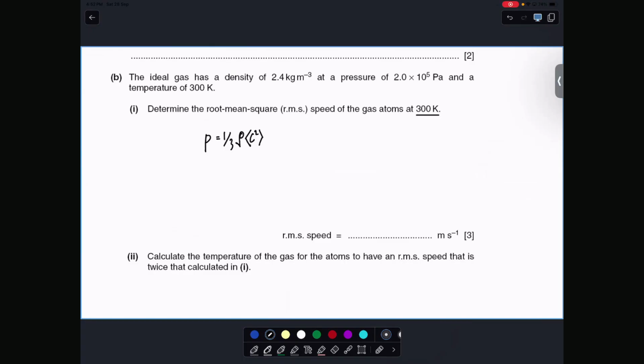But do I find C square or do I find C here? C, because it says RMS, right? So pressure is 2 into 10 to the power 5 equals 1/3, density is 2.4 into C squared. So C বের করতে হবে। কত আসে C দেখো? 500.